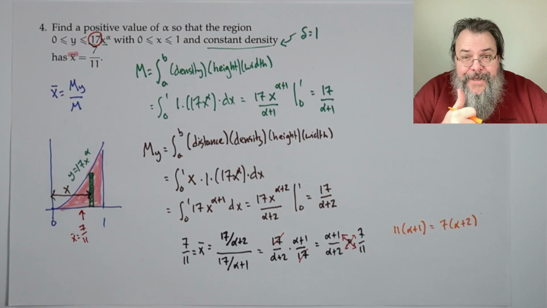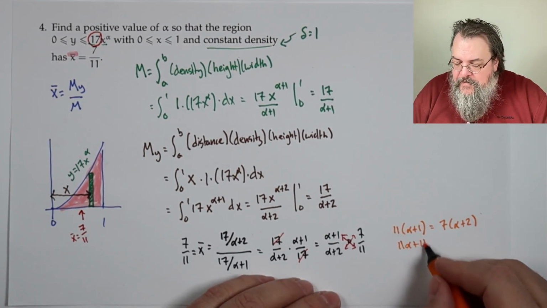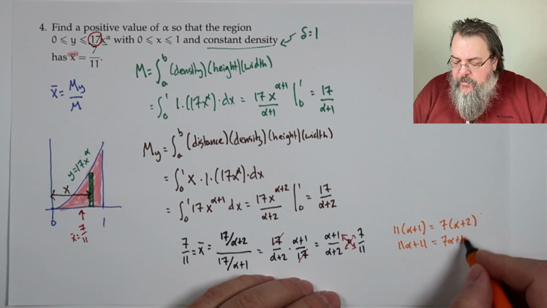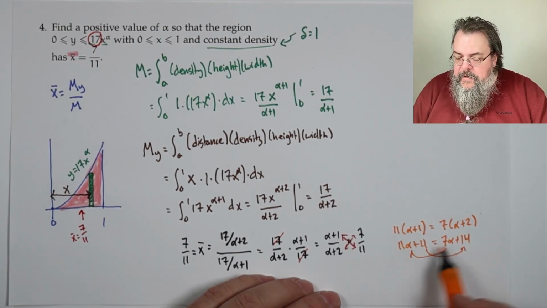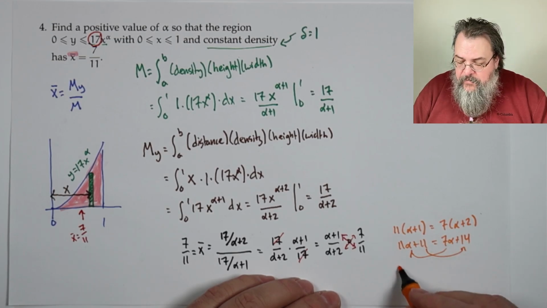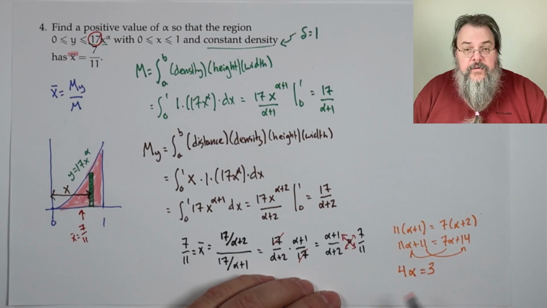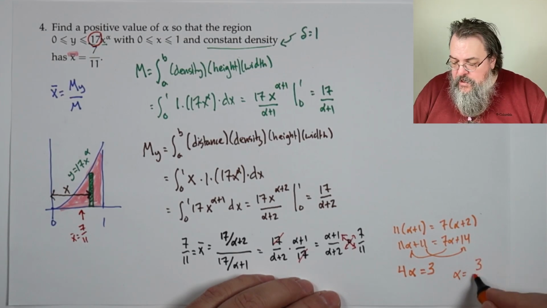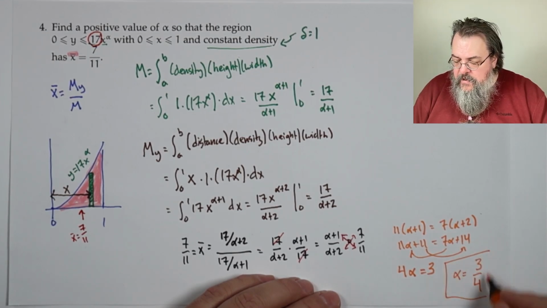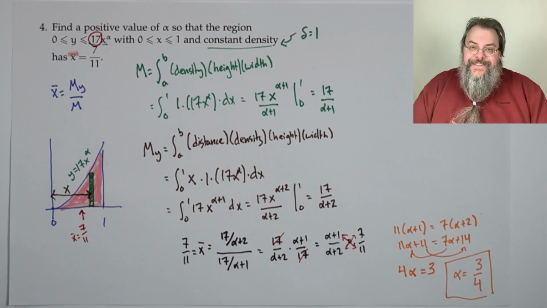Notice we have one equation for alpha. So 11 alpha plus 11 equals 7 alpha plus 14. We can move the alpha, we can move the 11. 11 subtract 7 gives us 4 alpha. 14 subtract 11 equals 3. 4 alpha equals 3. Divide, we get alpha needs to be 3/4. That's it. We're done. Woohoo!